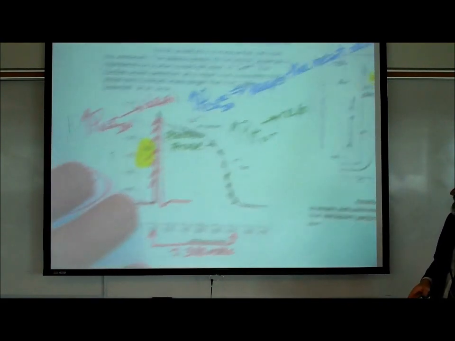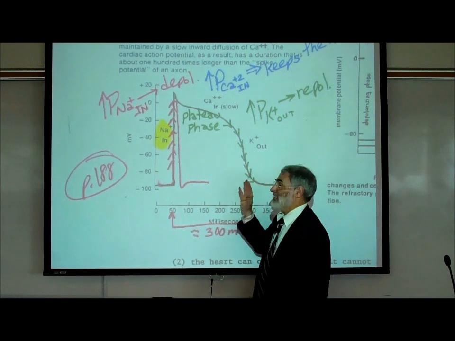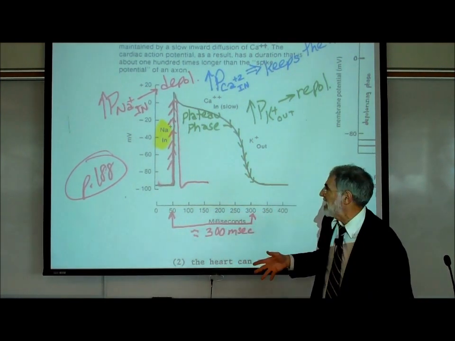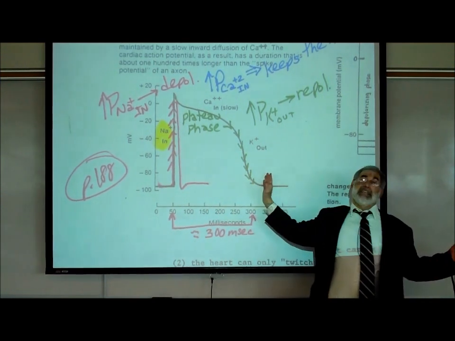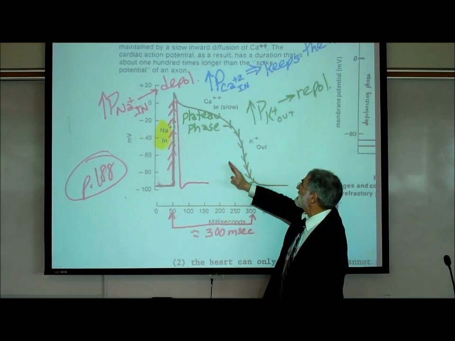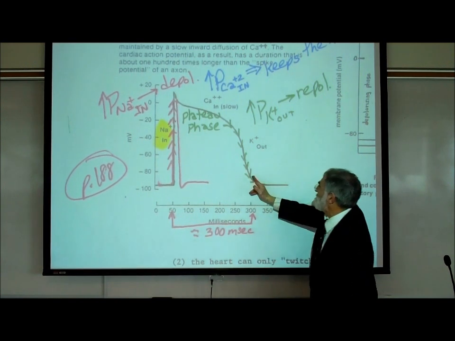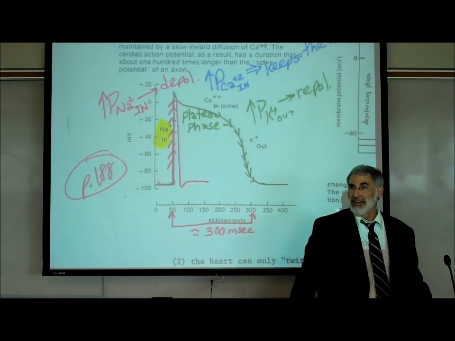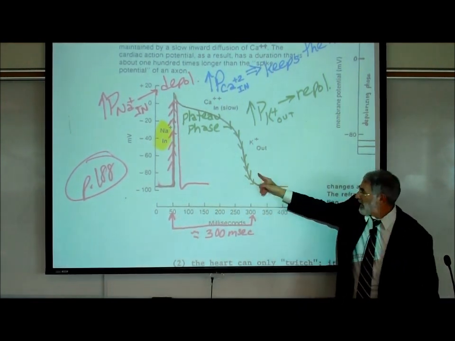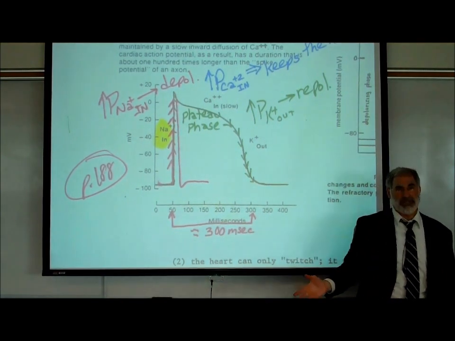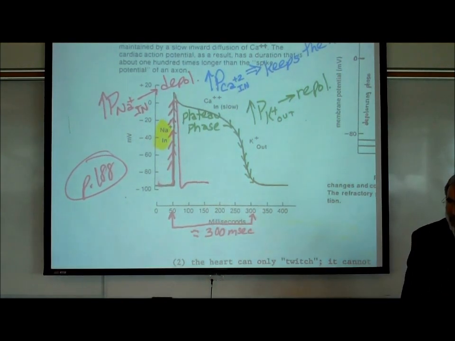All right, so now we understand why it takes 300 milliseconds to recover between one action potential and the next, because the action potential lasts almost 300 milliseconds. The heart cells cannot possibly fire off a second action potential until the first one is finished. So if the action potential lasts about 300 milliseconds, you can't possibly fire off a second action potential for about 300 milliseconds.